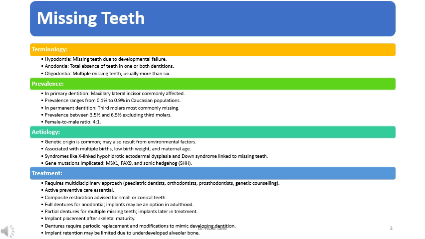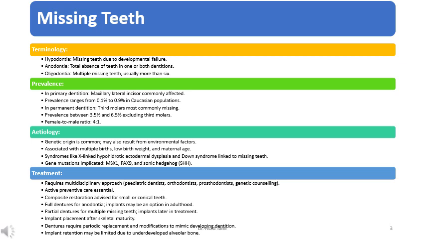Etiology. Genetic origin is common, may also result from environmental factors. Associated with multiple births, low birth weight, and maternal age. Syndromes like X-linked hypohidrotic ectodermal dysplasia and Down syndrome linked to missing teeth. Gene mutations implicated, MSX1, PAX9, and sonic hedgehog, SHH.